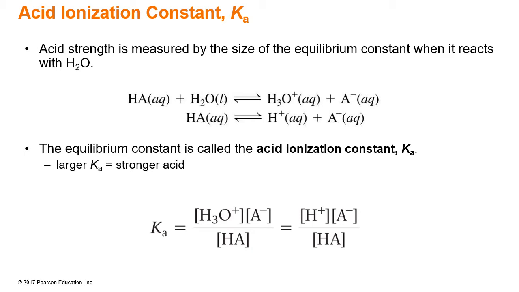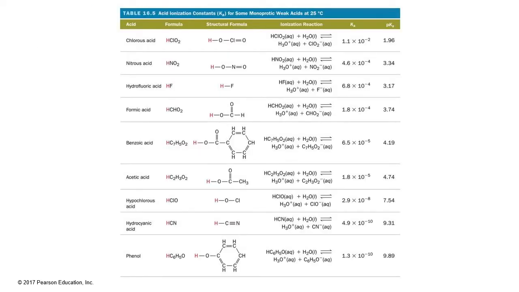The larger that our Ka is, the stronger the acid. If we have a strong acid, it will not have a Ka value. If it is a weak acid, we can have a wide range of Ka values. Everything from chlorous acid, which is 10 to the minus 2 for our Ka value, all the way down to phenol, which is 10 to the minus 10. And so if we have a weak acid, there are tables that allow us to look up these Ka values, so our equilibrium constant for our acids.